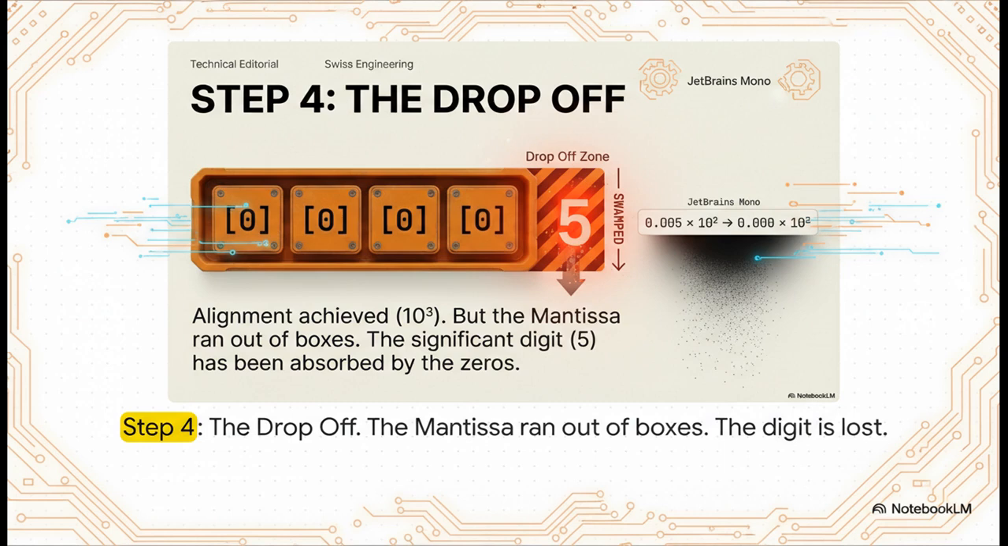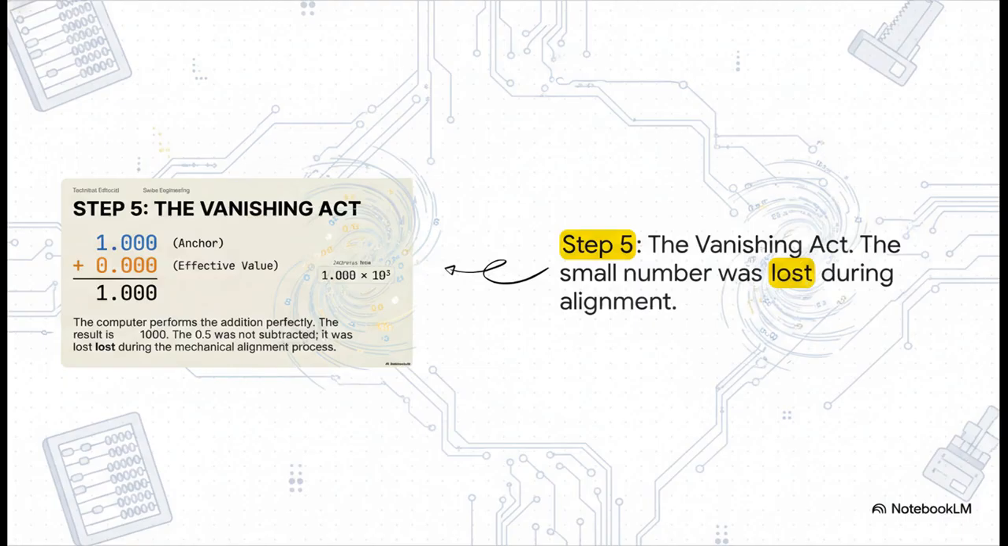It's completely gone. So, with the victim number's only significant digit totally lost, the computer can finally do the addition. But what's actually left to add? Nothing. 0. So the computer perfectly and without error adds 1,000 to 0, and the answer is 1,000. The 0.5 wasn't a rounding error. It was completely lost during that mechanical alignment process.